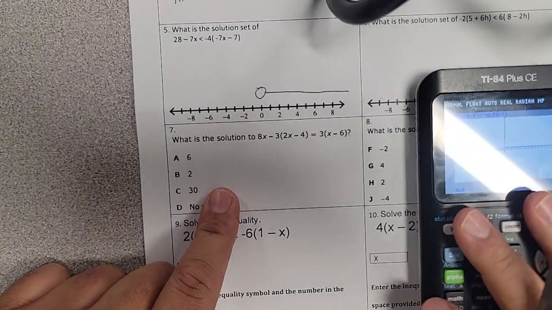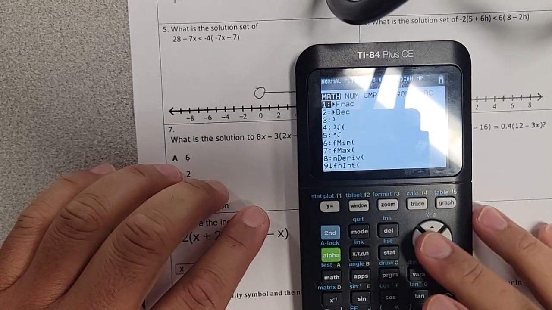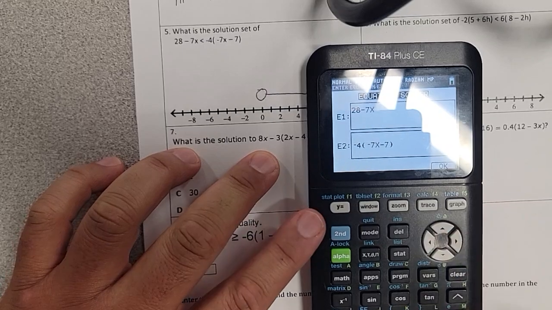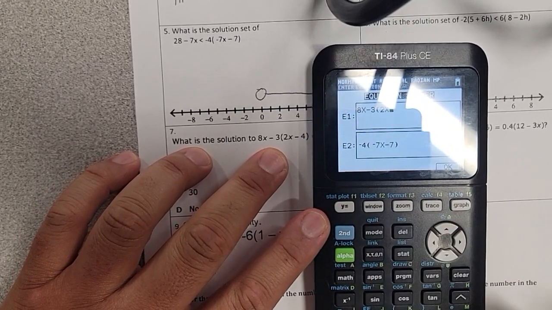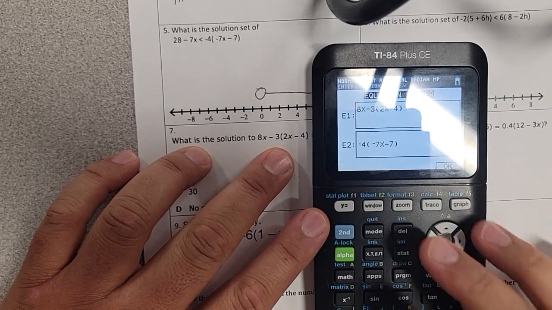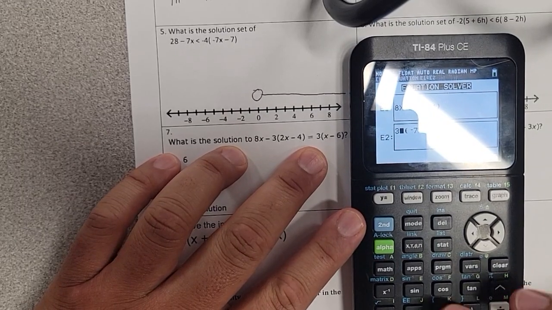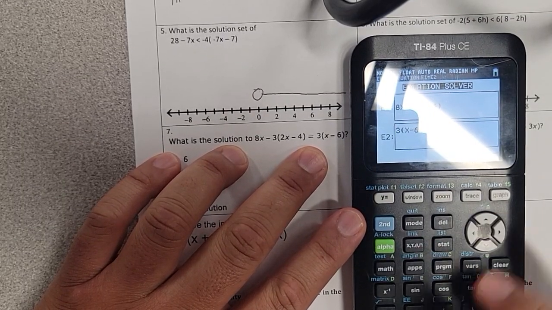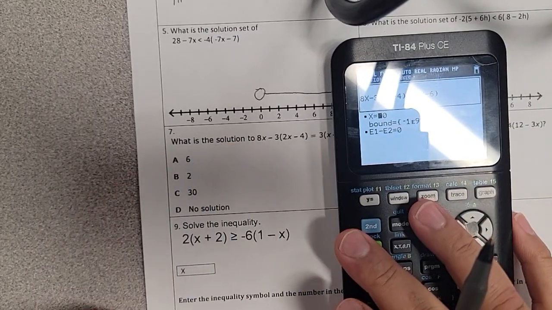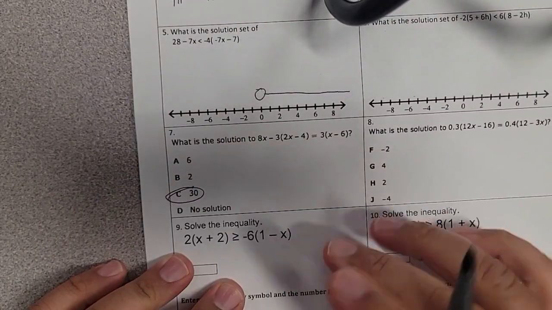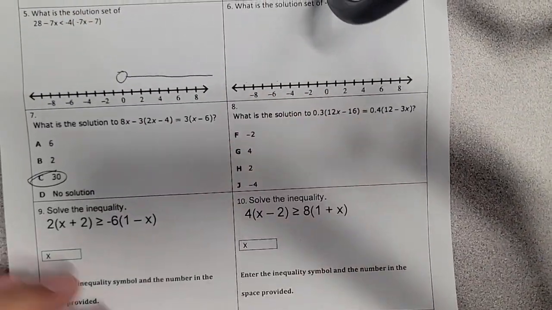Now for this one, this is just numeric solver. All right, if we're in an equal sign, that's nice and easy. Push math, go to numeric solver, 8x minus 3, parentheses 2x minus 4. Move to the bottom. 3 parentheses x minus 6. Delete the rest, and then graph, graph, graph, graph. So my answer is 30. I'll do the same thing on this side.